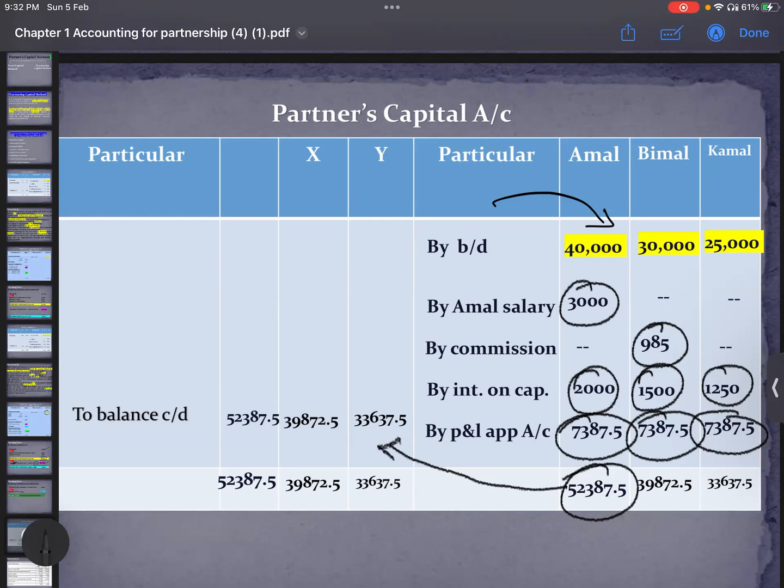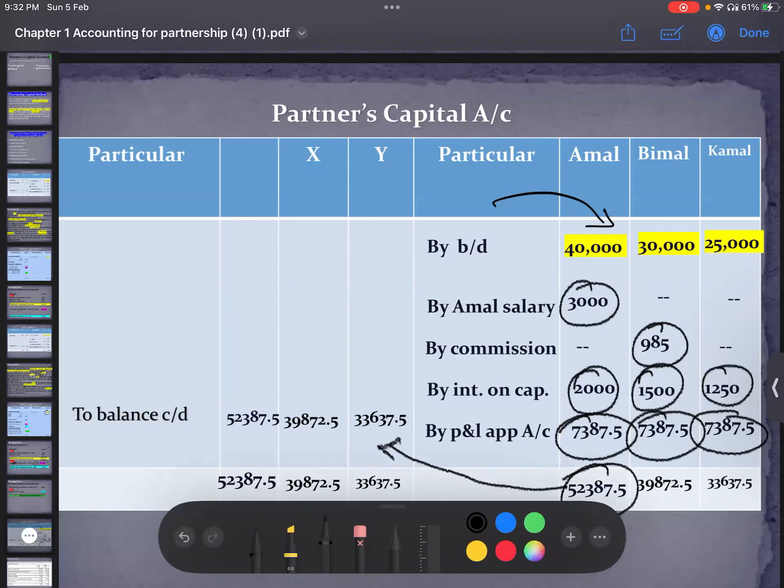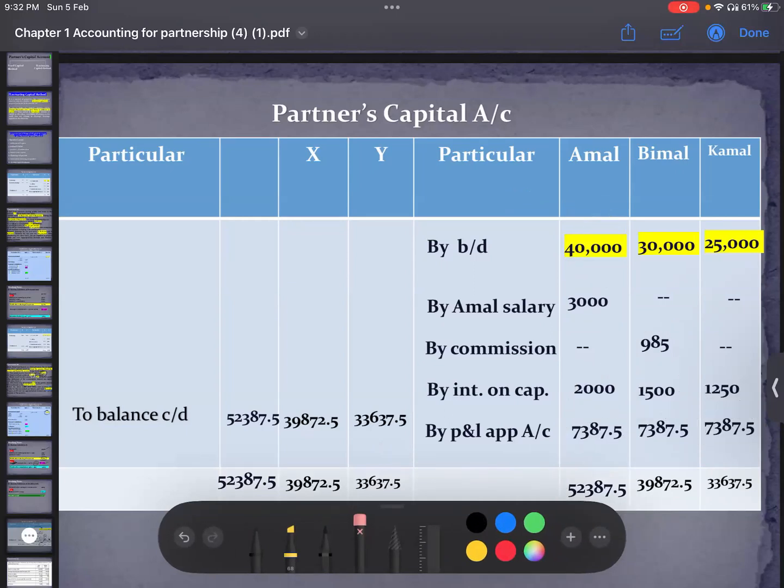Tell me if this is clear, yes or no. Halima, Mariam, Abin. Abin, please confirm if this is clear.